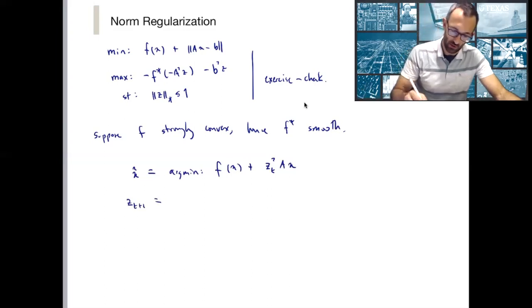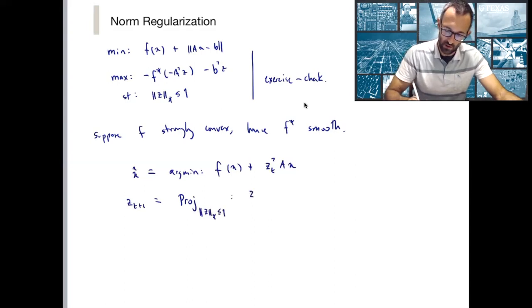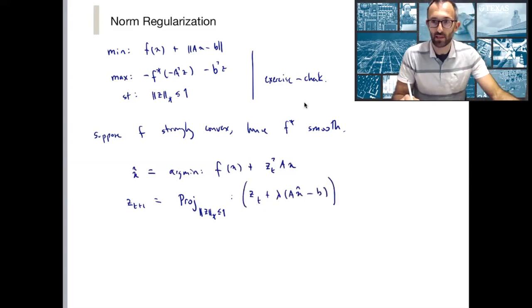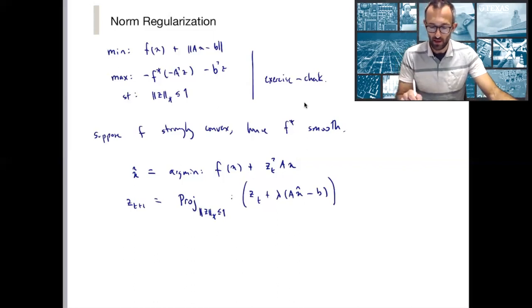It's just projection. So we're not going to use Moreau decomposition, and z_{t+1} we can write directly as the projection onto the set where the dual norm of z is less than 1 of z_t plus lambda times (A x hat minus b). So this is my gradient step inside the parentheses with respect to f star minus b transpose z, and then the proximal function of the indicator of the dual norm is just projection.